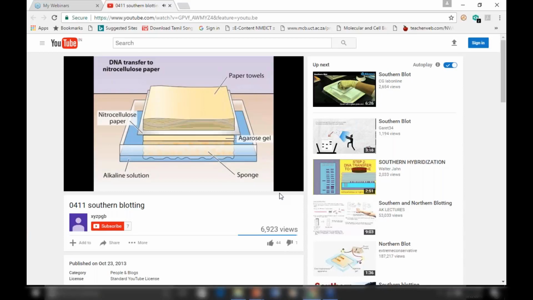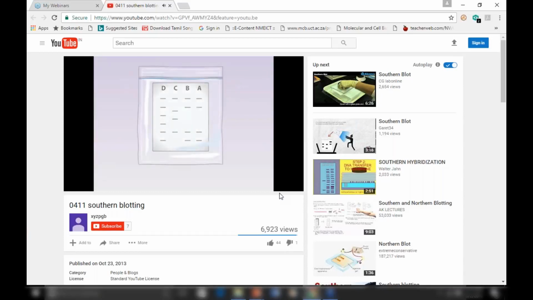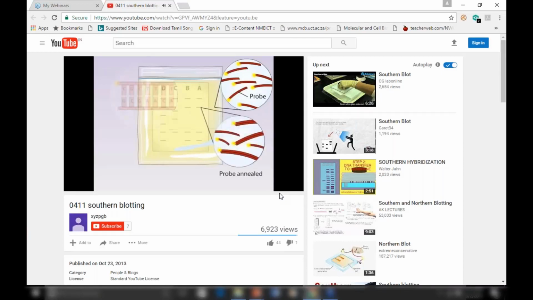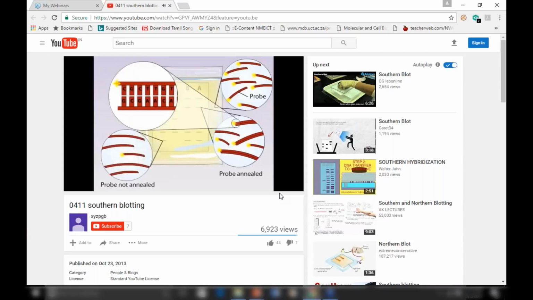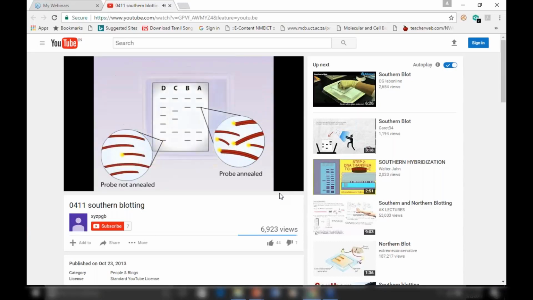We place the nitrocellulose paper into a plastic bag and add a solution containing a radioactive single-stranded DNA called a probe. In this case, the probe consists of all the fragments from plasmid A. During an incubation period, the probe anneals to complementary sequences, forming base pairs with the DNA in some of the bands on the paper. The excess probe is washed off. The only probe that remains on the nitrocellulose paper is the probe that has annealed to complementary DNA on the paper.